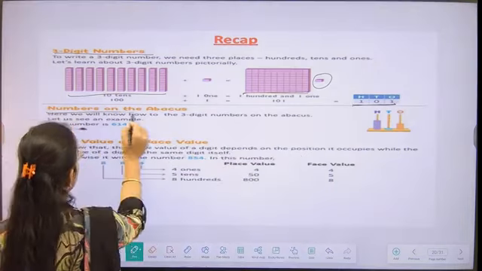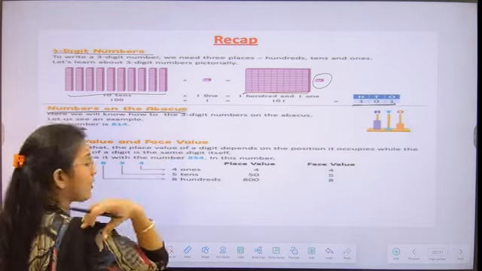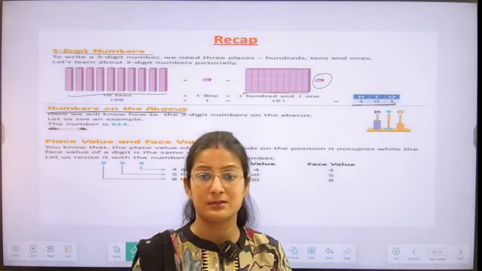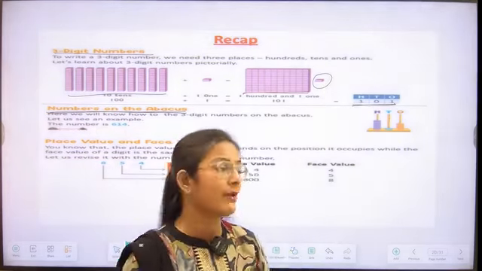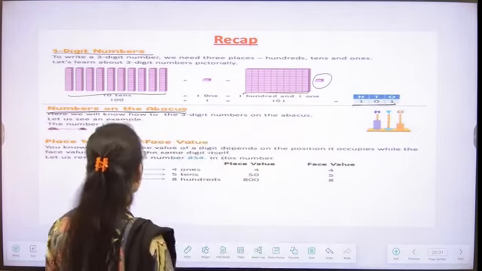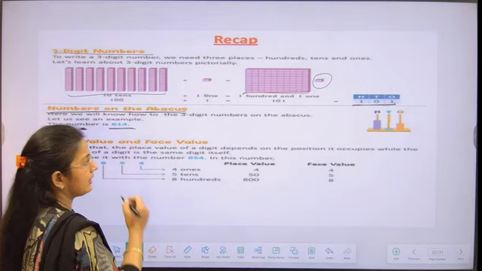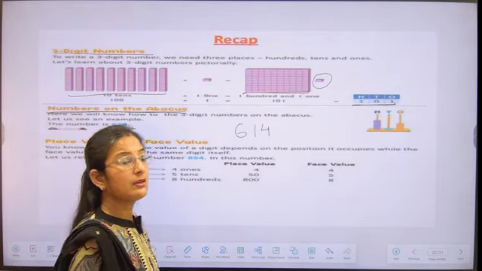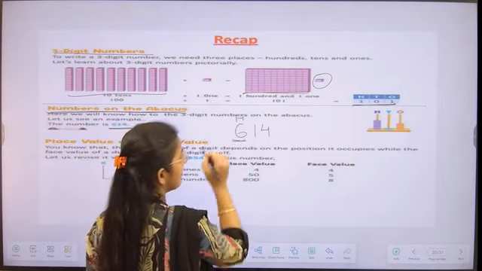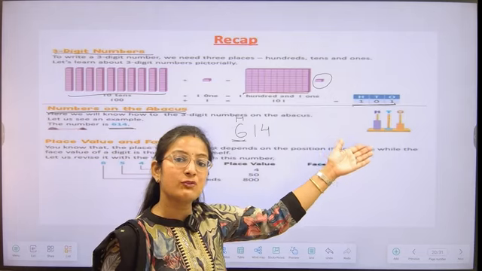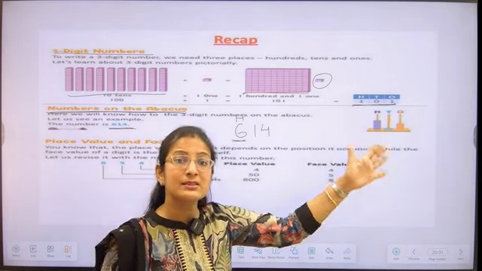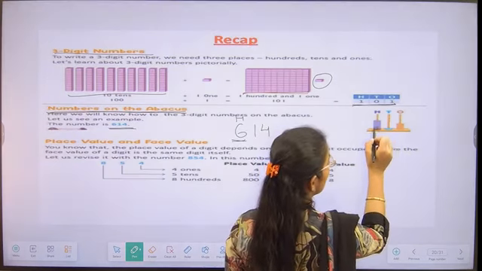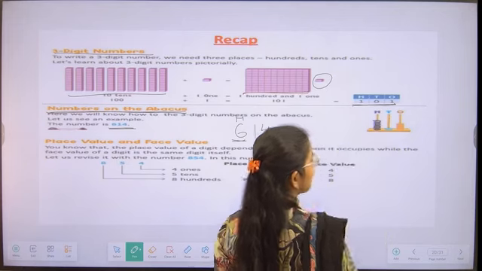Now we are going to understand how we can write numbers on the abacus. We have to make the beads on the abacus at their respective place values. Let's say we have the number 614. We have 6 at the 100 place value, so how many beads do we make at the hundreds place on the abacus? 6 beads. 1, 2, 3, 4, 5, 6.